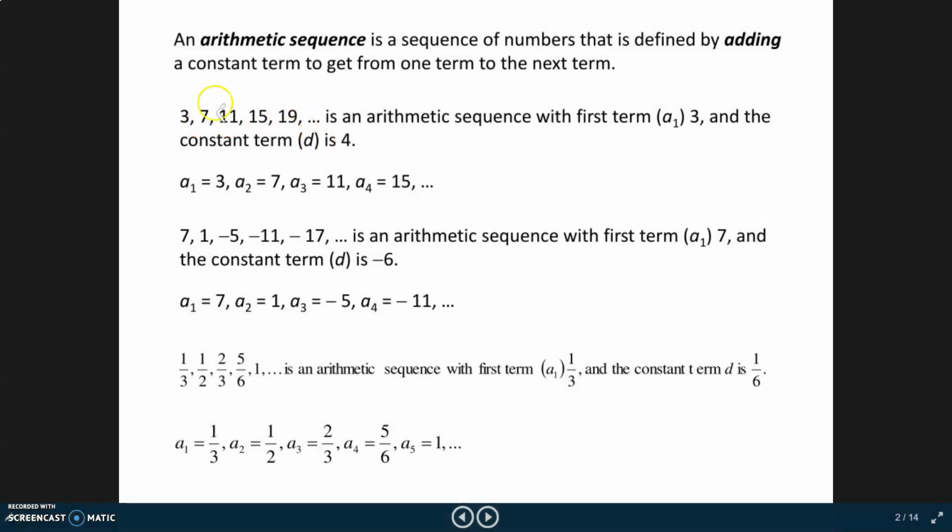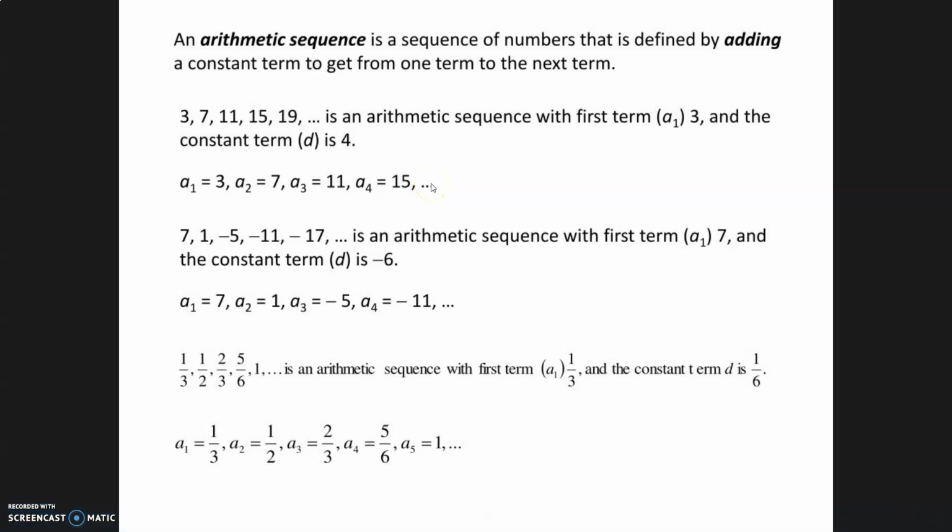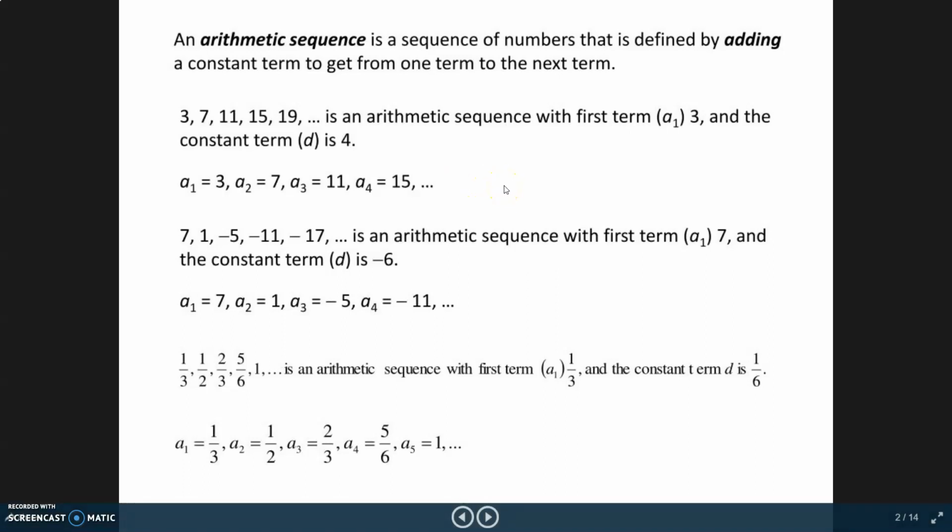So in the sequence we see here, we have subscripts for each term in the sequence. So like the fourth term in the sequence in this list is 15. So we call it A sub 4, and that is equal to 15. If I wanted the 117th term, it would be A subscript 117, and that would be associated with whatever the value of that term is.